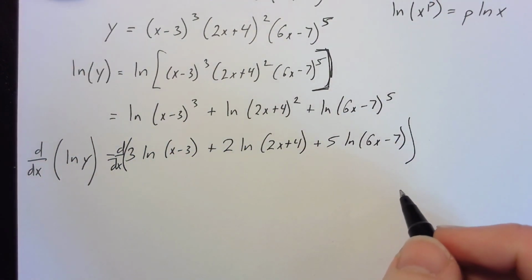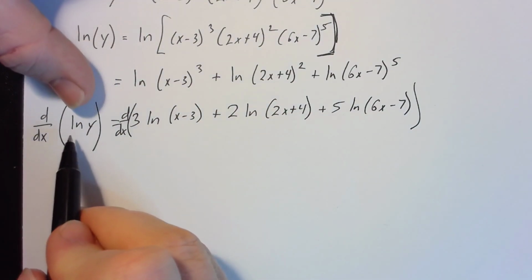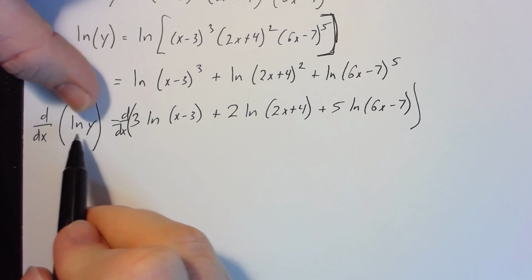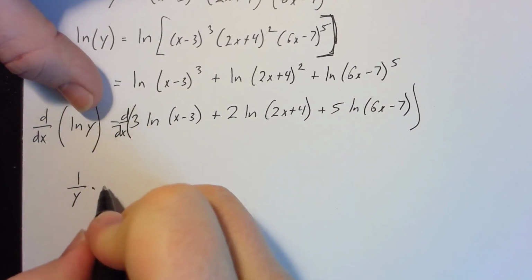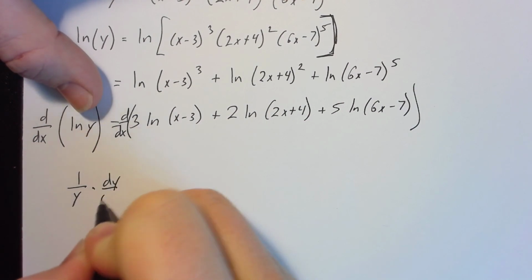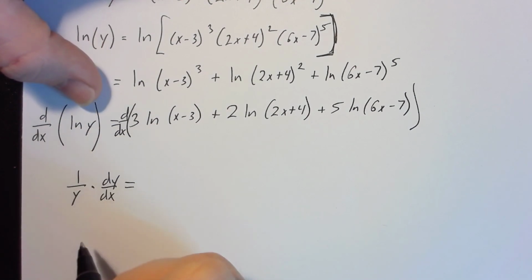Now this form of implicit differentiation is actually a little bit smoother than the other versions that we've played with. What's the derivative of the natural log of y? Well, remember, the derivative of natural log of anything is 1 over that anything times the derivative of the inside, which is going to be dy dx in this particular case. Okay, so that's the first side. I've taken the derivative of natural log of y and I've gotten that.